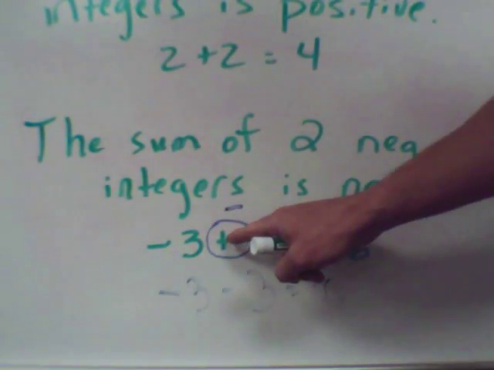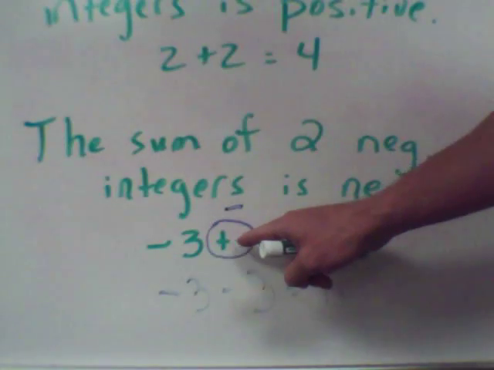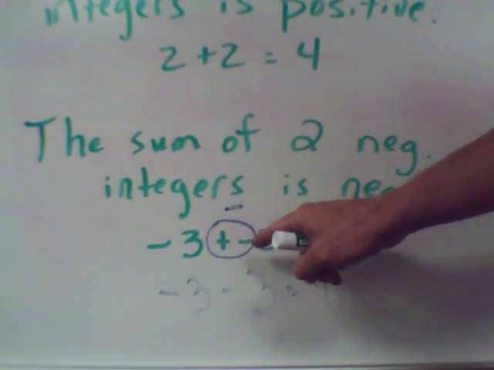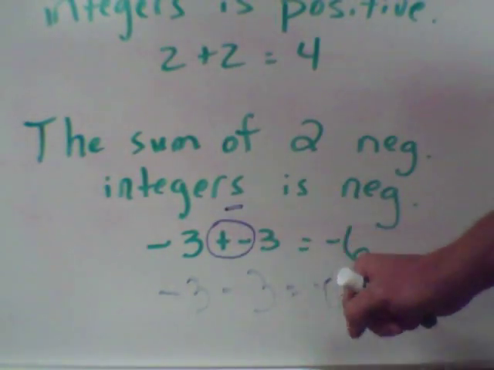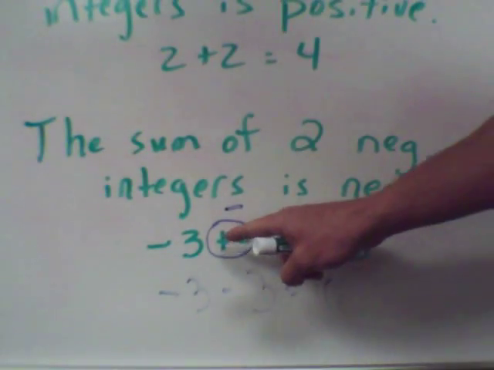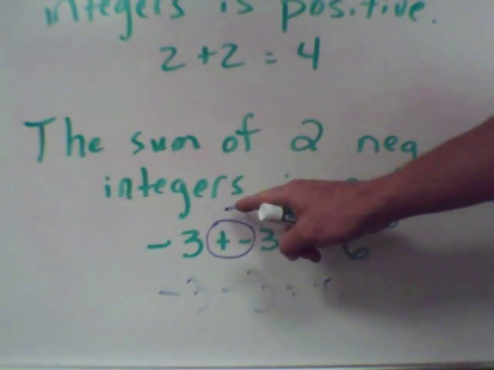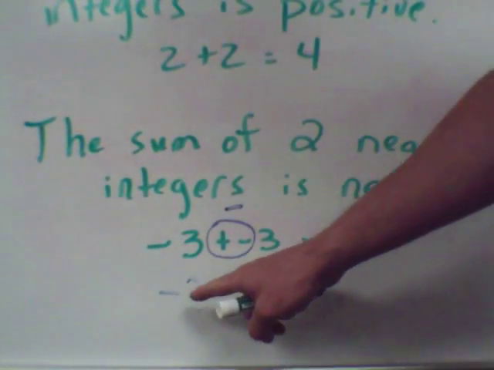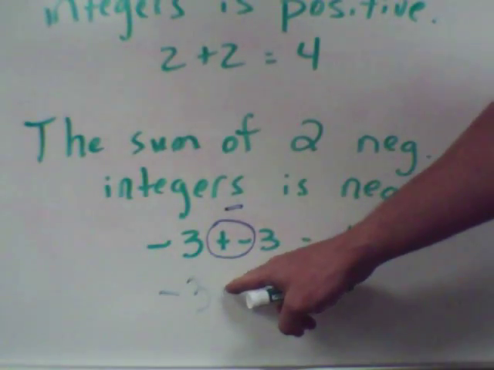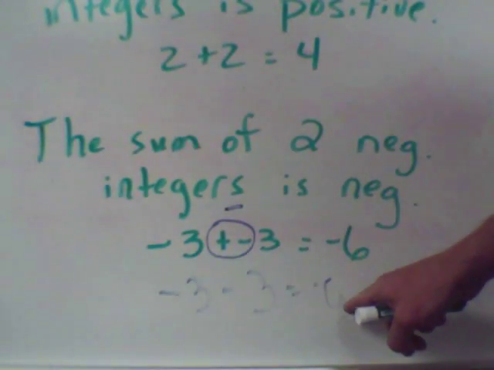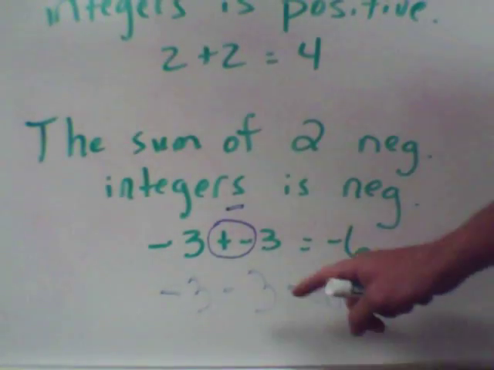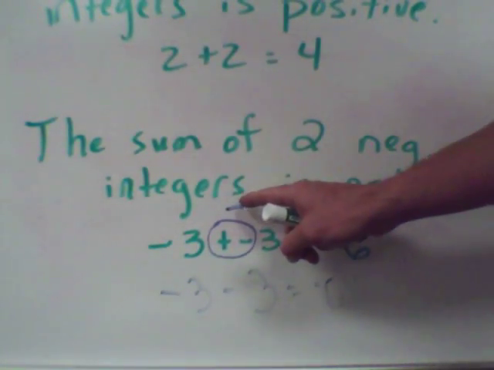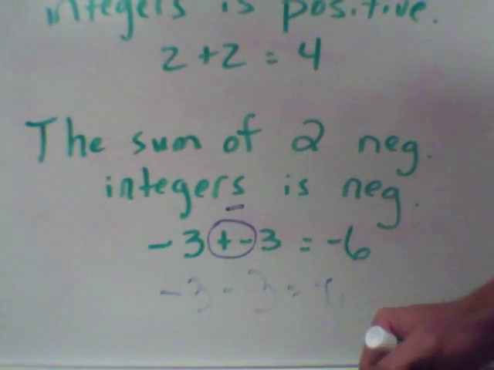And what I want you to remember, a little trick, is when you add a negative, it's the same thing as subtracting a positive. And that's something that you will hear over and over. Adding a negative is the same thing as subtracting a positive. And what I mean by that is if I have negative 3 minus 3, I also get negative 6 for my answer. So adding a negative, the same thing as subtracting a positive.